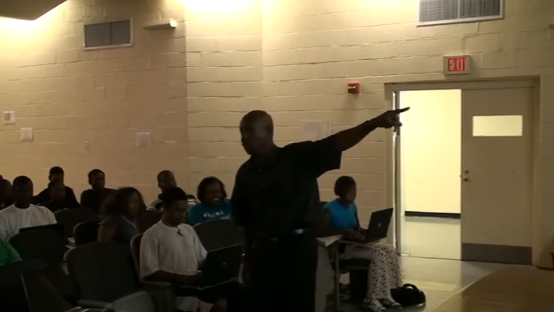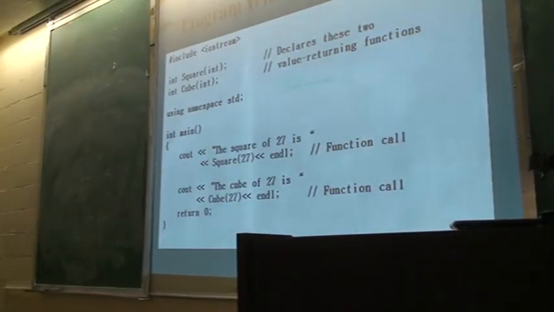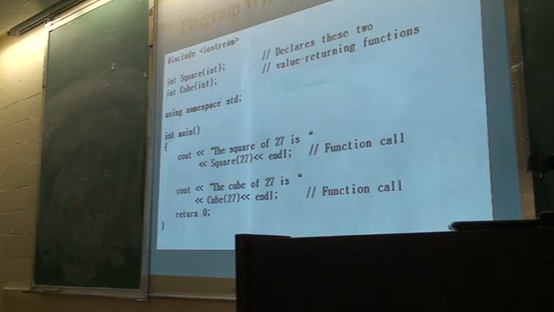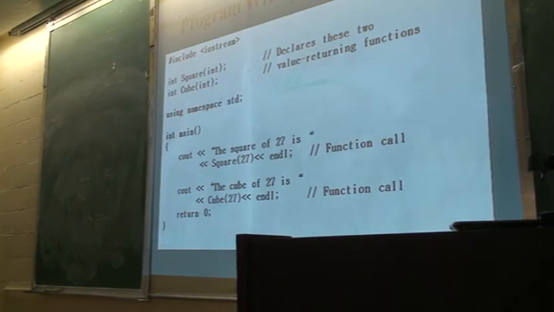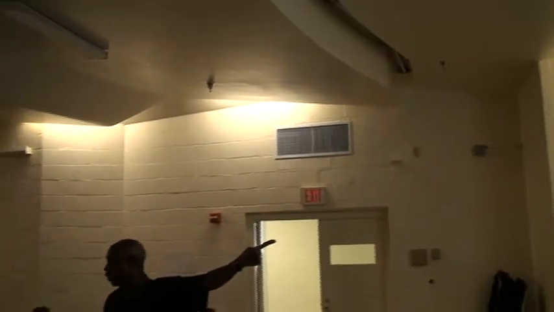It encounters a cout. It knows what cout means because it's been defined in the iostream library. It looks at the operator, which is the two less-than signs. It says, okay, cout is going to be taking this input stream. What is this input stream? Quoted, the square of 27 is. And it's going to send that out to the output stream and show it on the screen. Then it's going to stop, and it's going to give execution control to the square function.